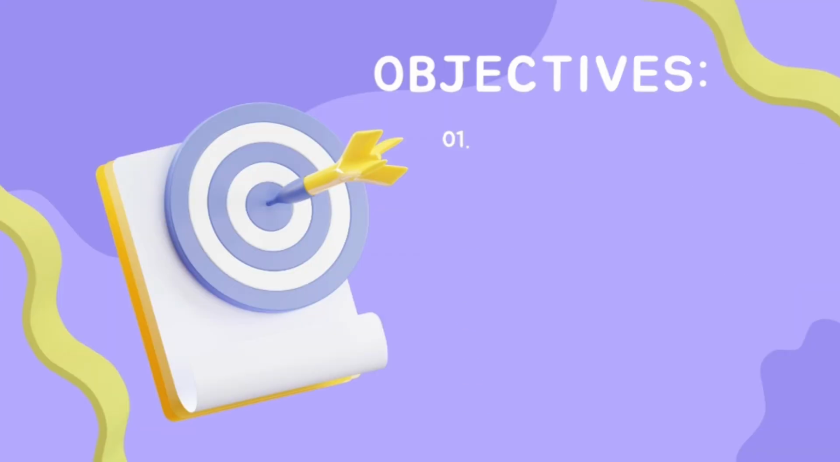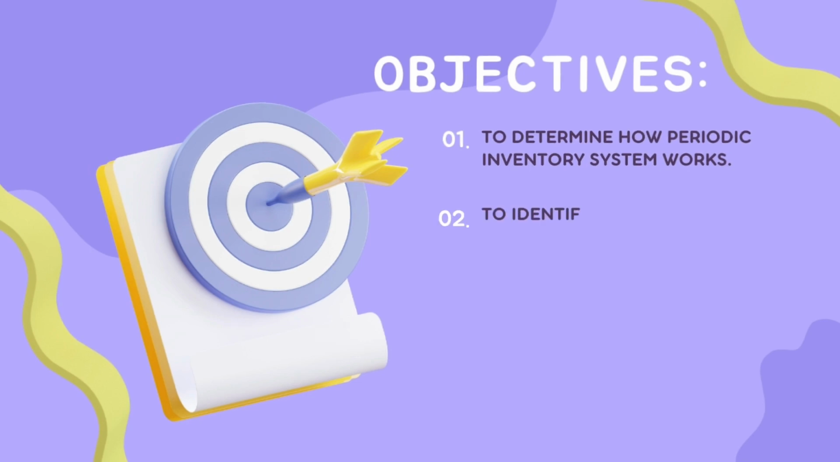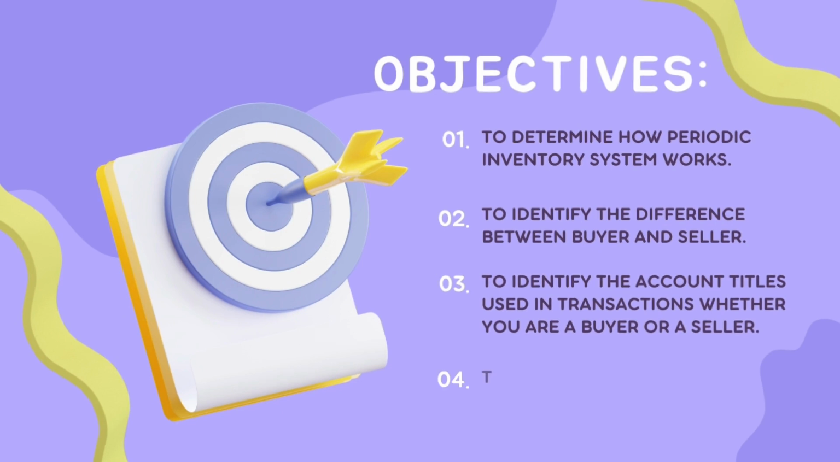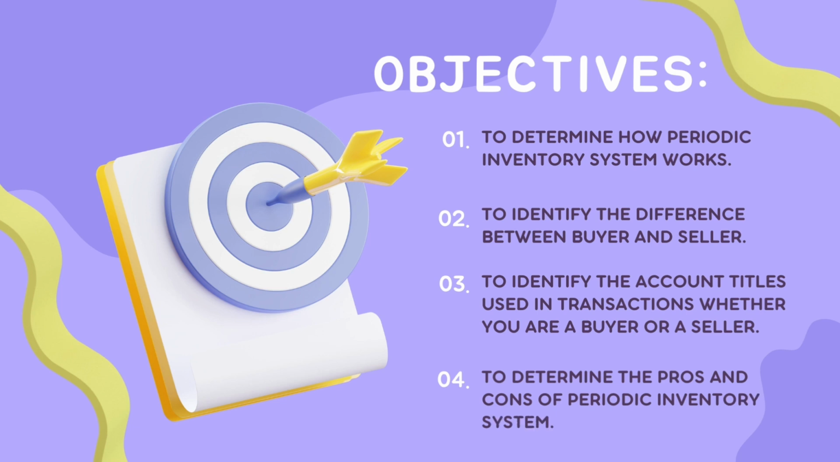And by the end of this video, you're gonna learn to determine how periodic inventory system works, how to identify the difference between buyer and seller, and to identify the account titles used in transactions, whether you are a buyer or a seller, and to determine the pros and cons of periodic inventory system.